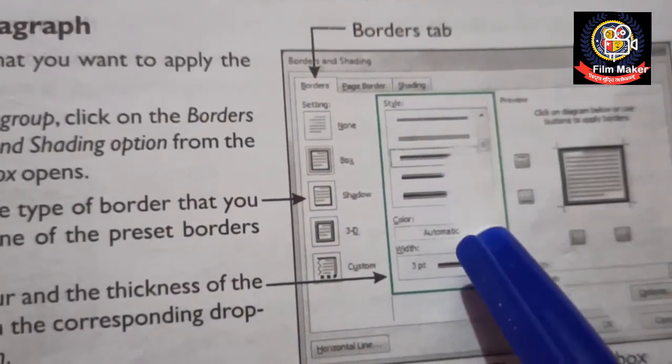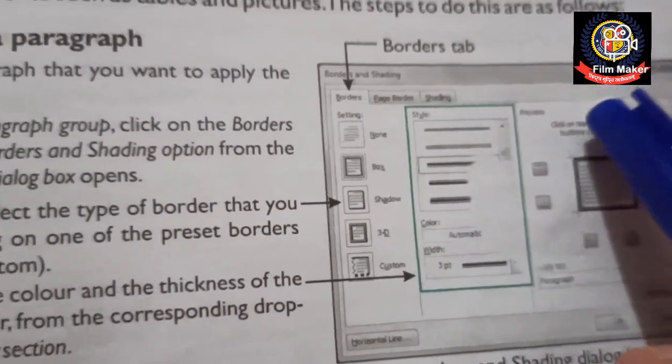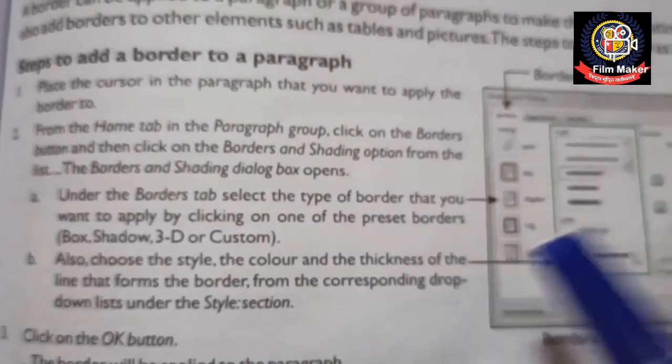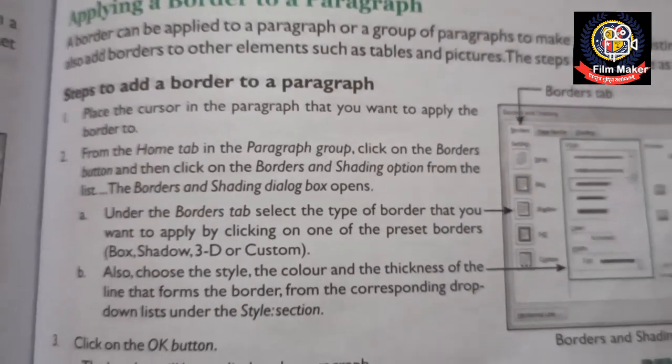Then in the style you can select the color, you can select the width, and then you can select the style. According to that the border will be applied, and then click on the OK. The border will be applied to the paragraph. So this is how we can add a border to a paragraph.